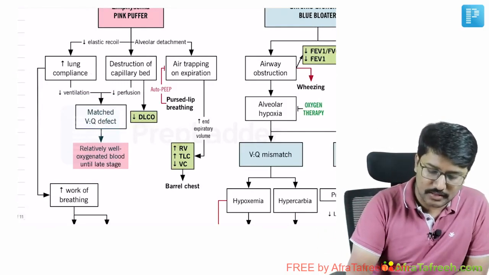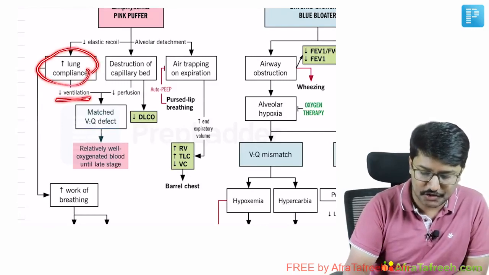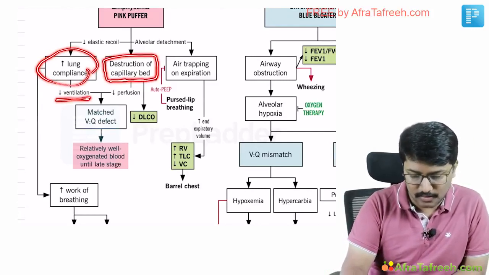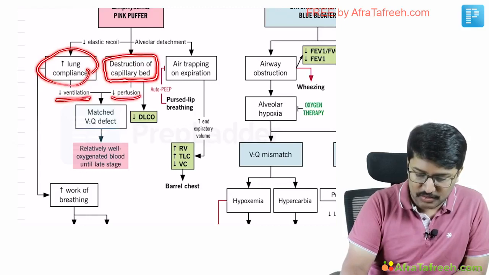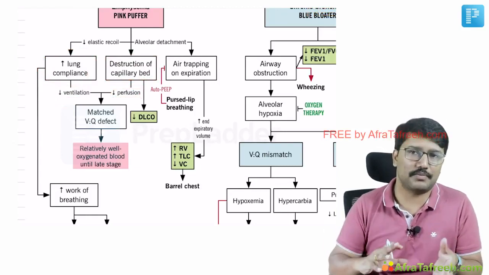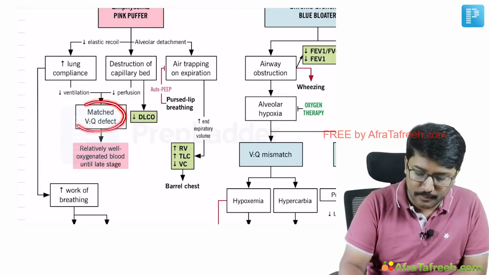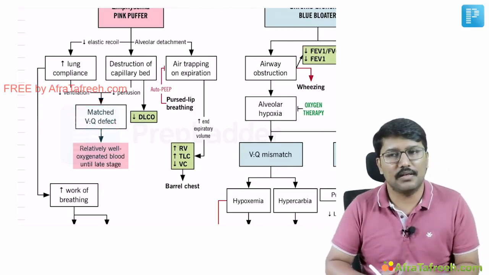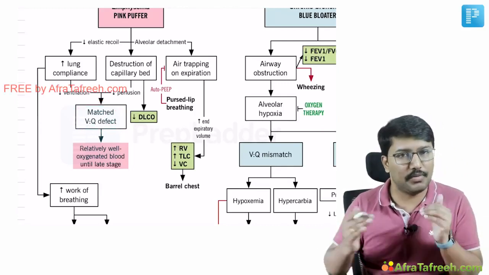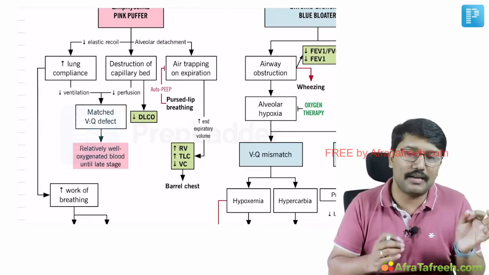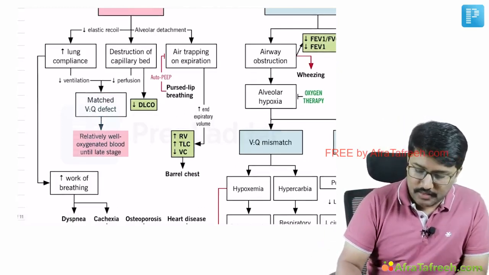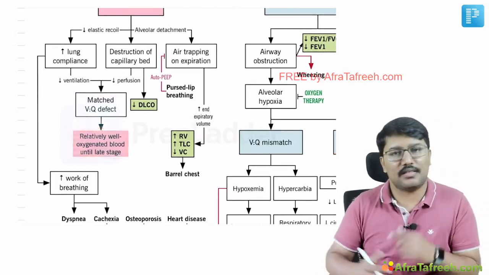Okay. Now this increased lung compliance is responsible for a decrease in ventilation, and the destruction of the capillary bed in case of emphysema, as part of the parenchymal destruction, is responsible for a reduction in perfusion. So perfusion and ventilation both are reduced. So the end result is you have a VQ match. There is no VQ mismatch. Matched VQ defect. And because of this, the overall ability of your lung system to oxygenate blood is reduced, but whatever blood comes to the lungs gets decently oxygenated. Okay, so you have relatively well oxygenated blood until late stages in case of emphysema.